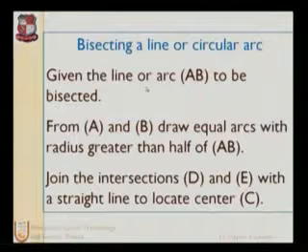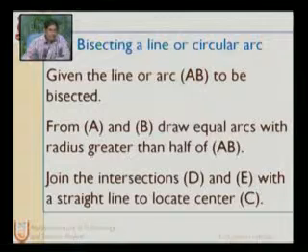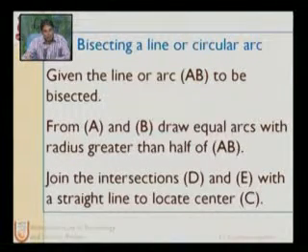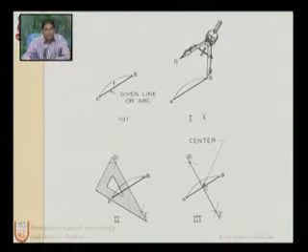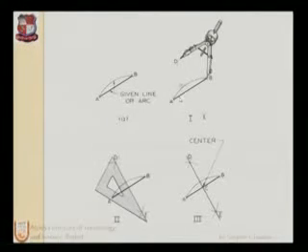How to bisect a line or a circular arc. There is only one method, the same method, which can be used to bisect a line or a circular arc. So if there is a given line, let's draw the straight line A to B, a given line or arc AB. On the second step, with the help of a compass, take a suitable radius.